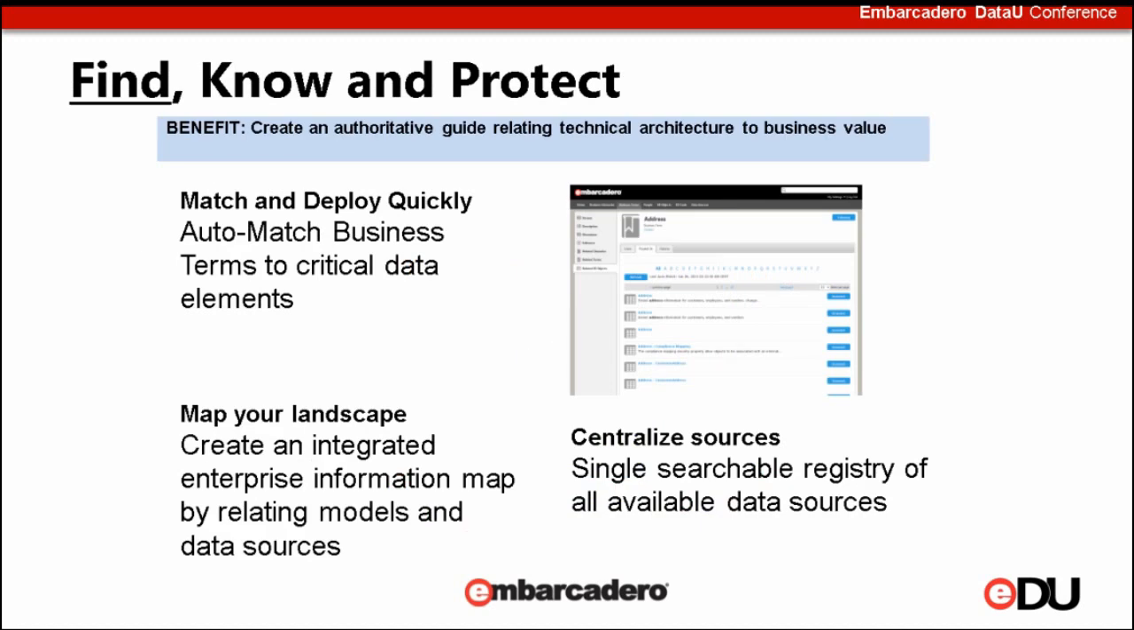Find, know, and protect. Okay, this is really going to be relating my technical architecture to the business value. So I can do auto-match, okay, the business terms to critical data elements, and everything's going to be integrated into the information map. And I've got the single searchable registry of all the data sources, so I know where all this data is coming from. Where are the initial source databases or columns? Or yeah, it could just be columns if I'm doing, say, data lineage on a particular ETL job.